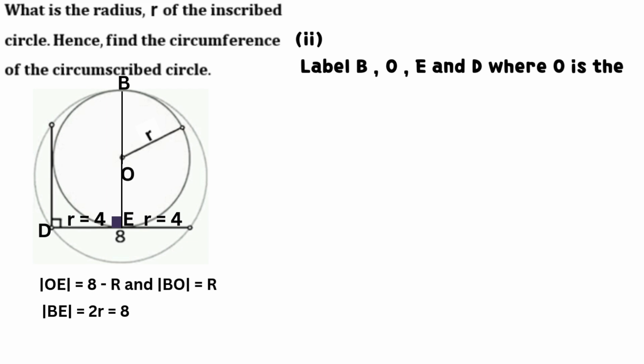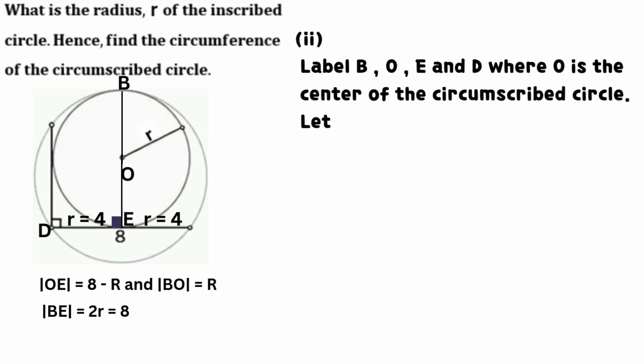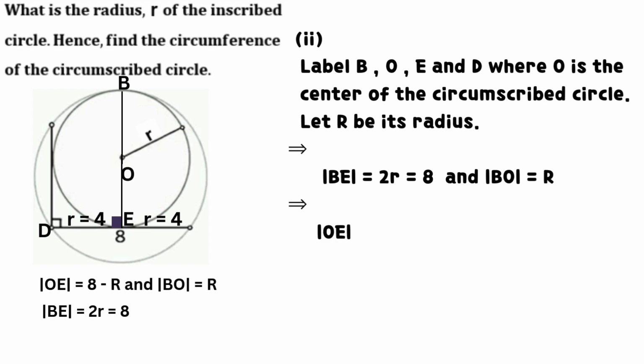Solution to question 2. Label B, O, E, and D. O is the center of the circumscribed circle. Let R be its radius. It follows that line BE equals 2 times R, which equals 8, and line BO equals R, the radius of the circumscribed circle. It implies that line OE equals line BE minus line BO, which equals 8 minus R, as shown on the screen.